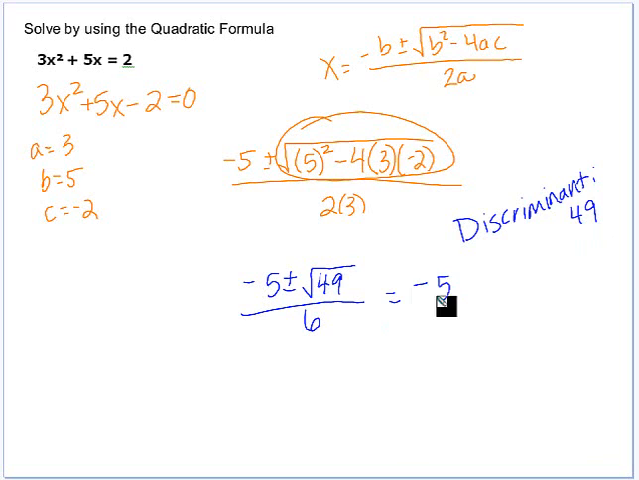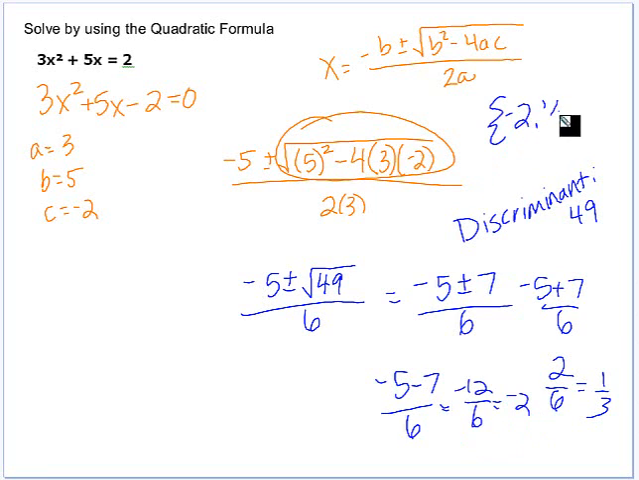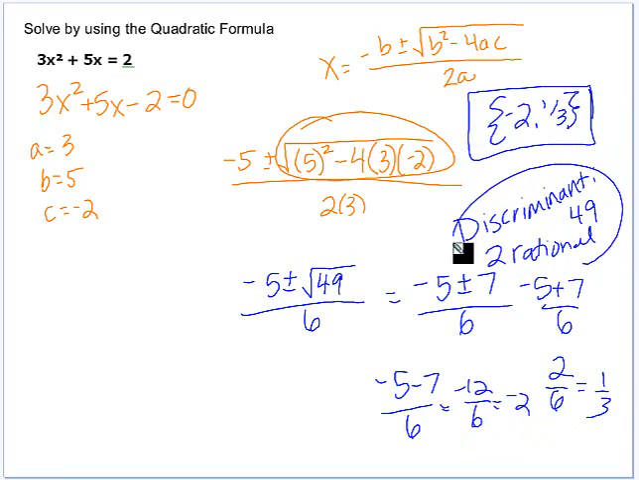But we know the square root of 49 is 7, so we'll change it to say 7. So we have to do negative 5 plus 7 over 6, which would be 2 over 6, or 1/3. We also have to do negative 5 minus 7 over 6, which is negative 12 over 6, or negative 2. So our two solutions here are negative 2 and 1/3, which means that we ended up having two rational solutions. We also know that directly from having the discriminant being 49, because we know the square root of 49 exactly.